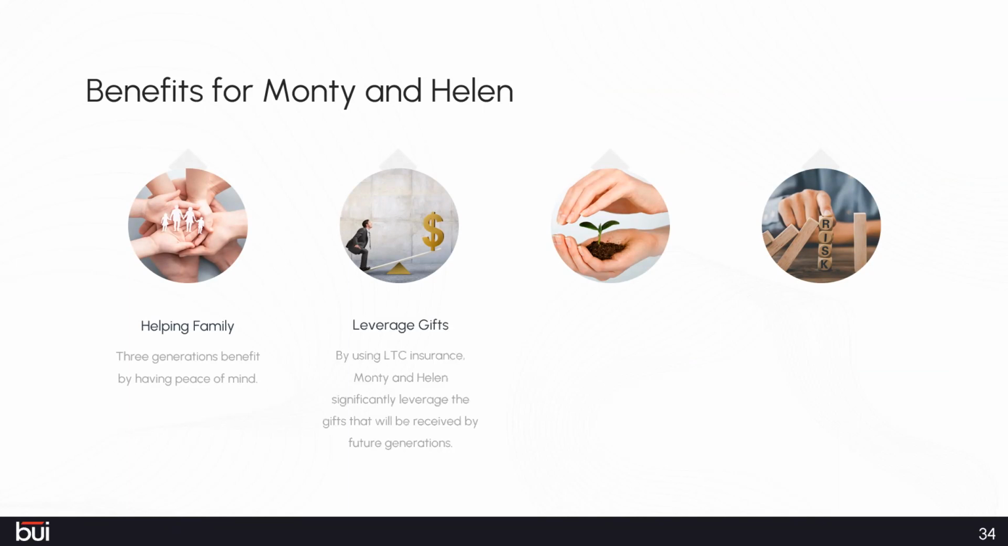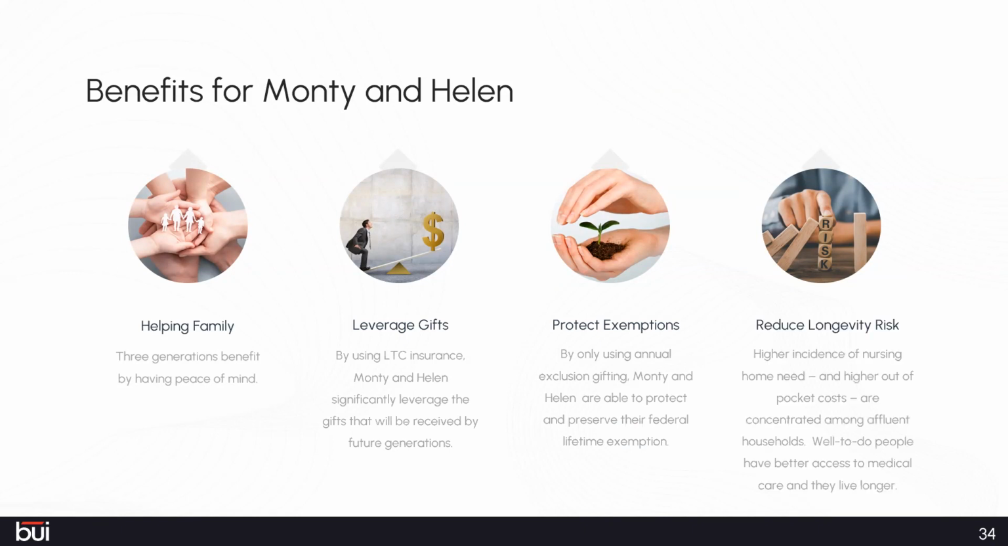Number 2 is by purchasing the coverage on their daughter, who's just 42 years old, Monty and Helen are getting a lot of leverage on their premium dollars, one of their key goals. They also accomplished making significant gifts to their children without dipping into their lifetime exemption.